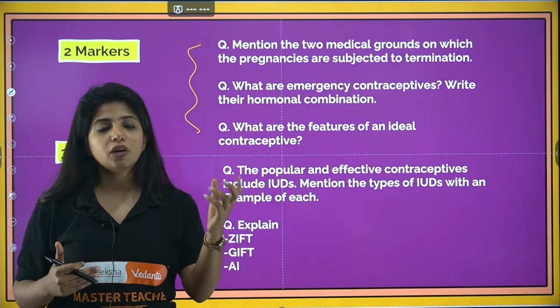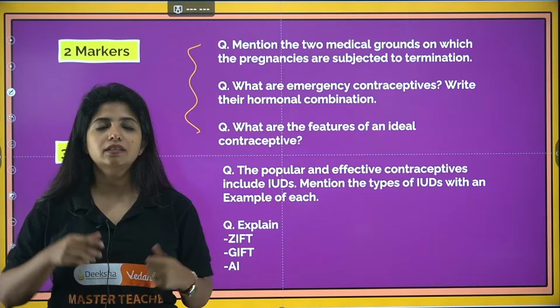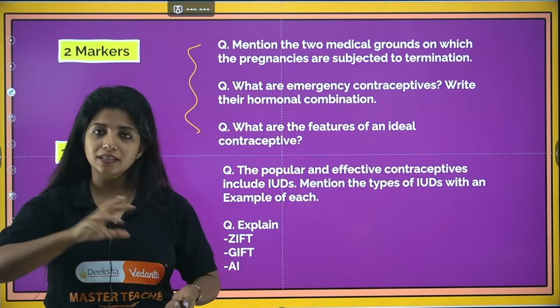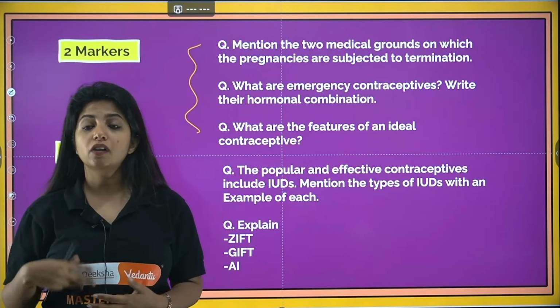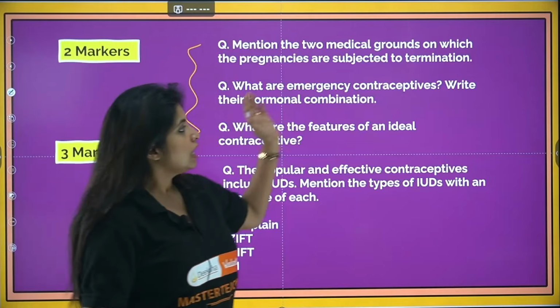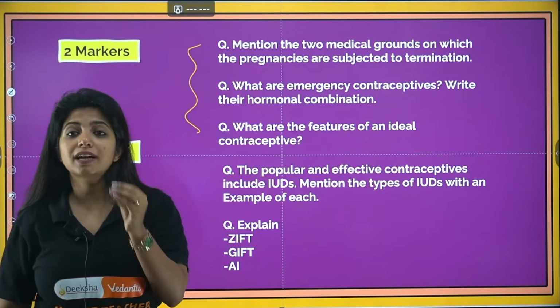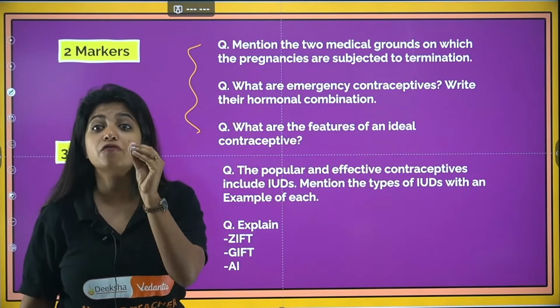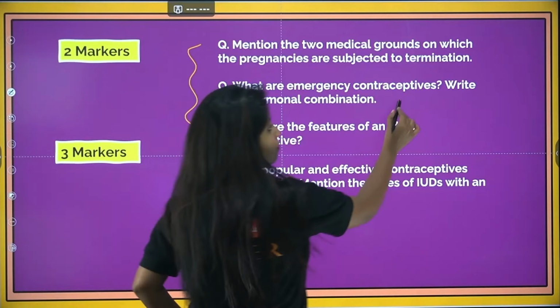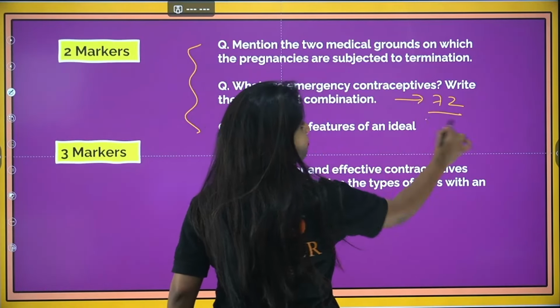It will be better if you talk about the act. Okay, that is the Medical Termination of Pregnancy Act given by the government. If we talk about it, it will make a lot more sense. What are emergency contraceptives? Something that can be used within 72 hours of unprotected coitus.